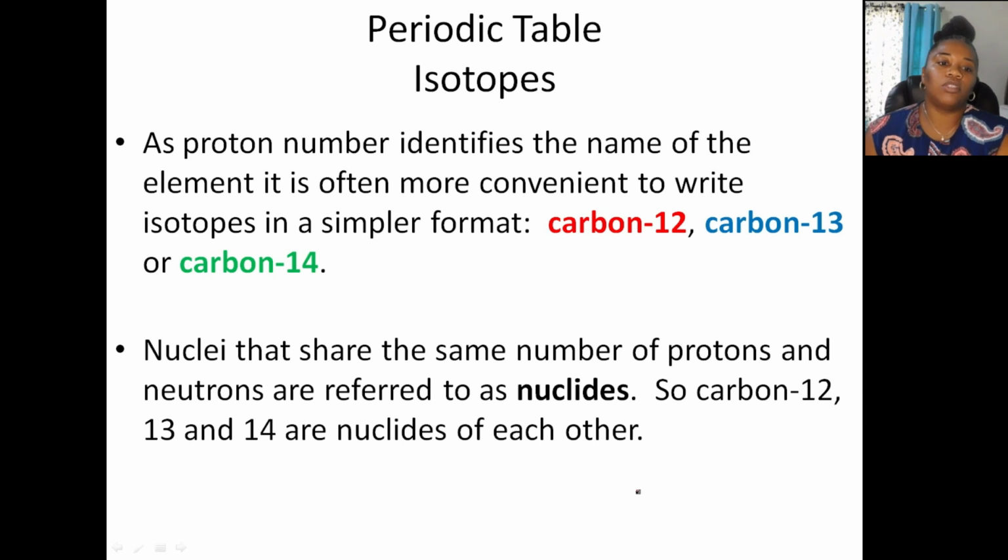As proton number identifies the name of the element, it is more convenient to write isotopes in a simpler format. So instead of writing carbon 12 with a 6, carbon 13 with a 6 and so on, it's carbon 12, carbon 13, carbon 14. The nuclei that share the same number of protons and neutrons are referred to as nuclides. So carbon 12, 13, and 14 are nuclides of each other.